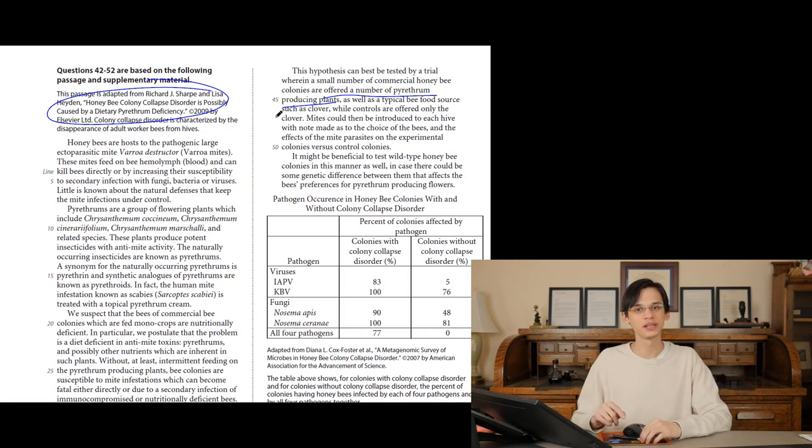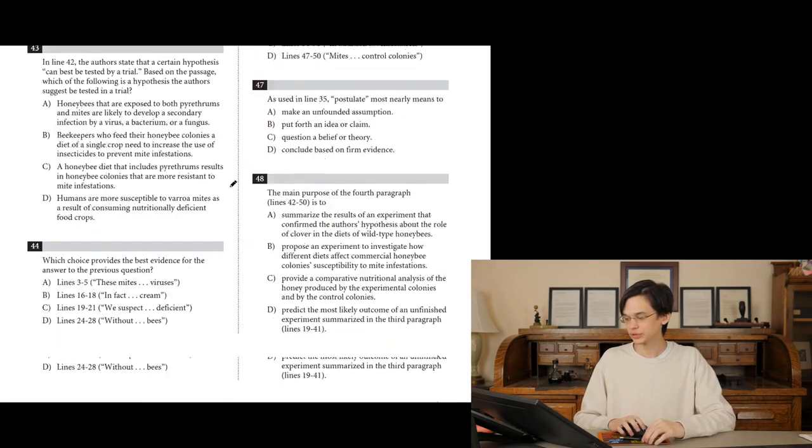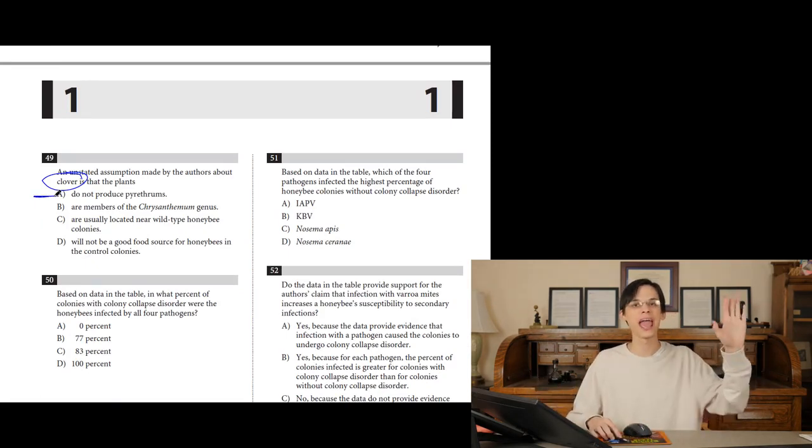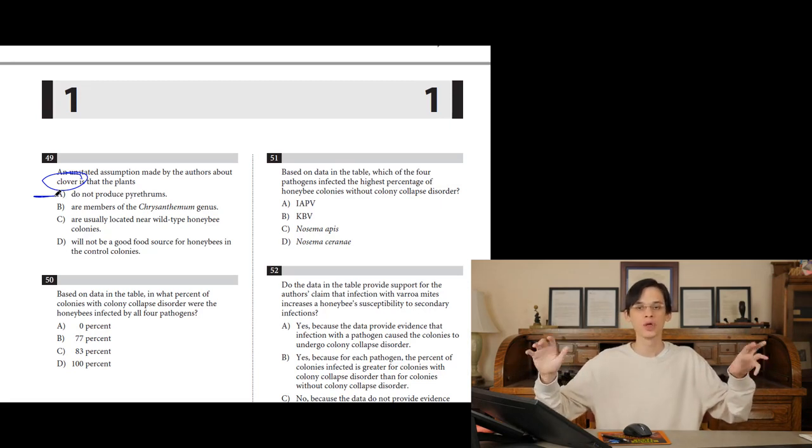So what's the assumption here? Clover obviously doesn't contain pyrethrum. Because if it did, then why would we be giving the first batch pyrethrum and clover? And why are we then giving the control to see what happens when we don't do anything, when we avoid interfering at all with the mite infestation, just clover? The assumption is the clover does not contain pyrethrum because then we're not testing whether or not pyrethrum has a role in the experiment or not. That was a tricky one. Clover does not produce pyrethrums because we're testing one group with clover and pyrethrum, and the other with just clover, which implies that pyrethrum exists in one but not the other.